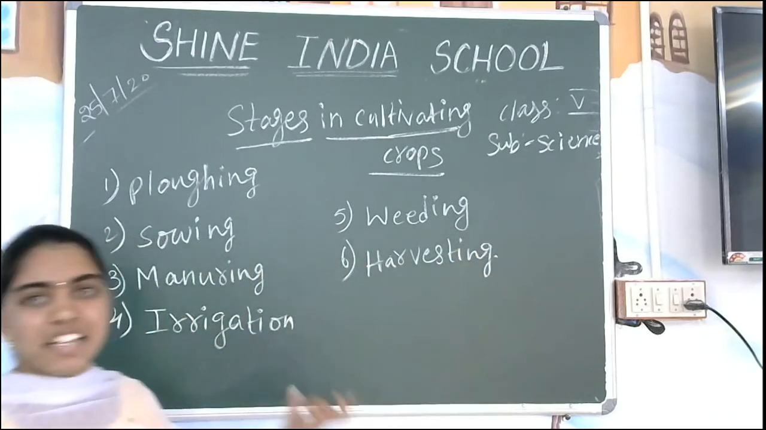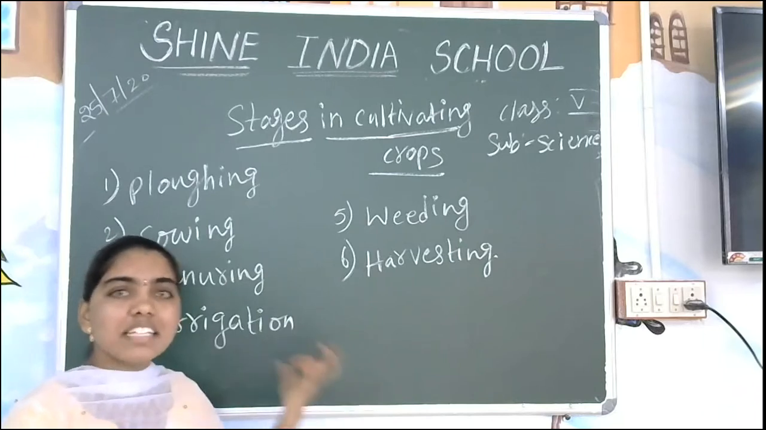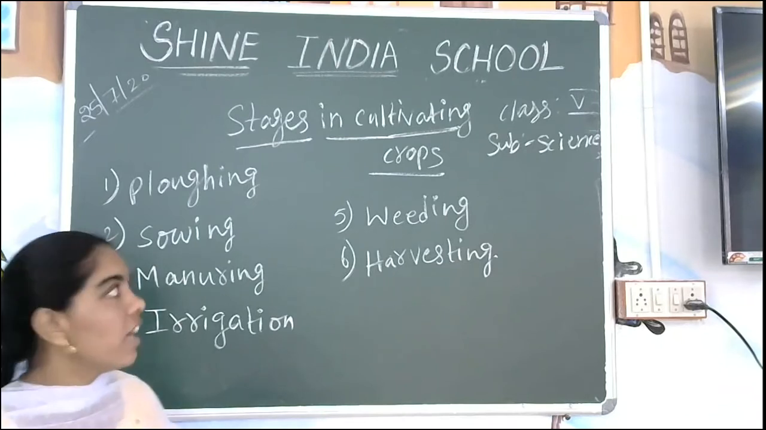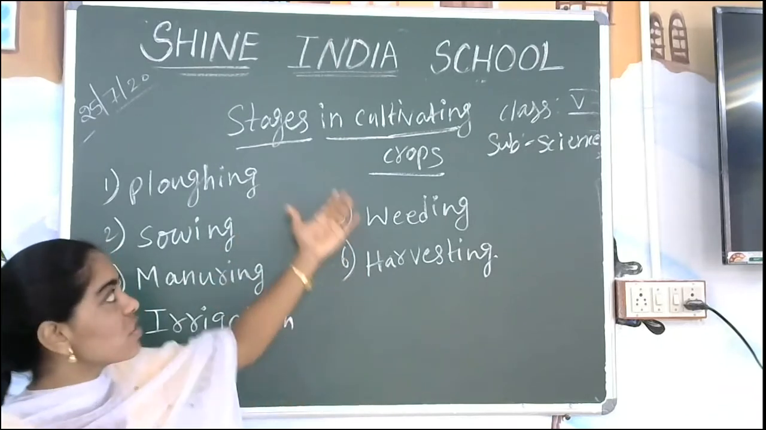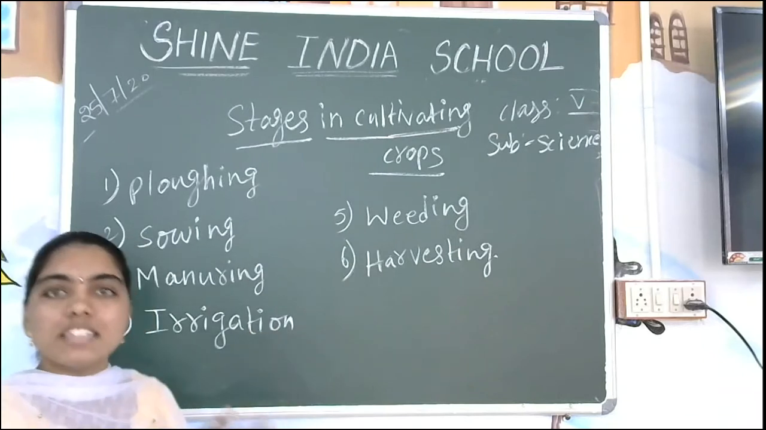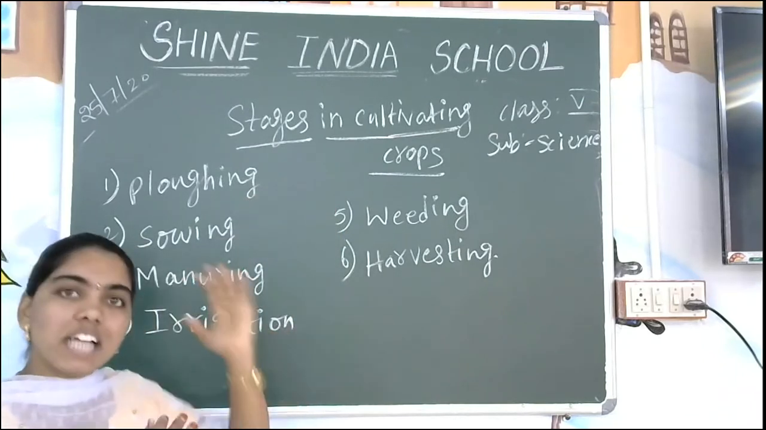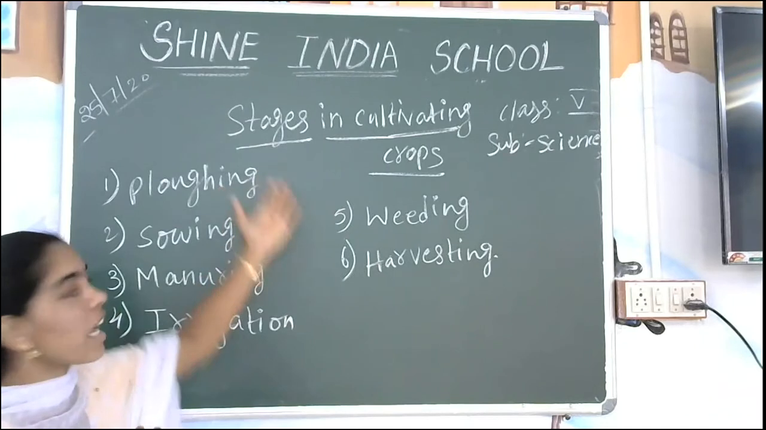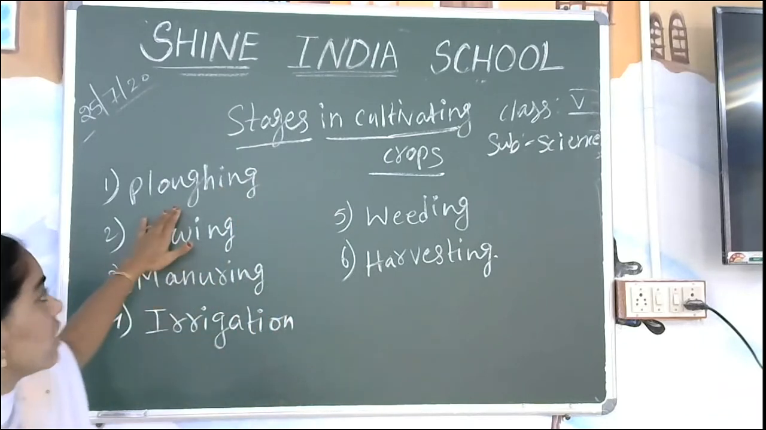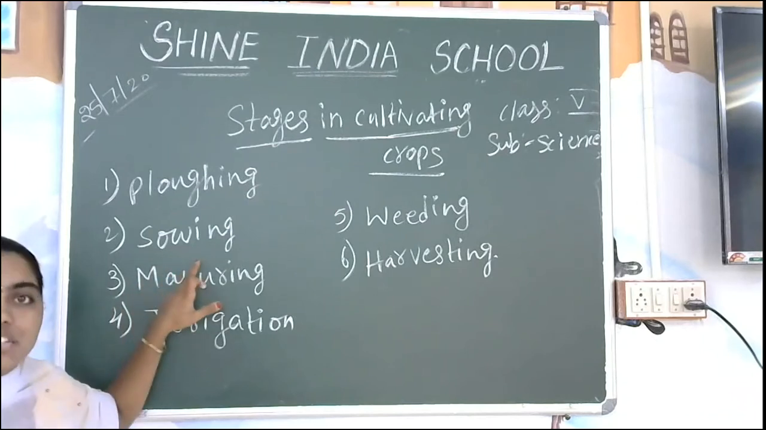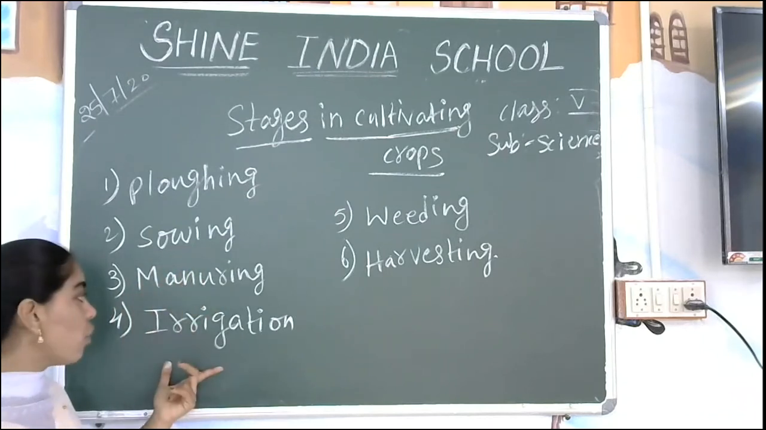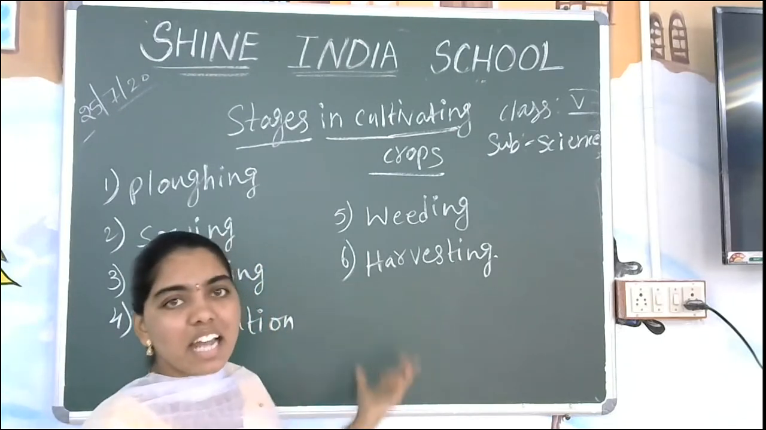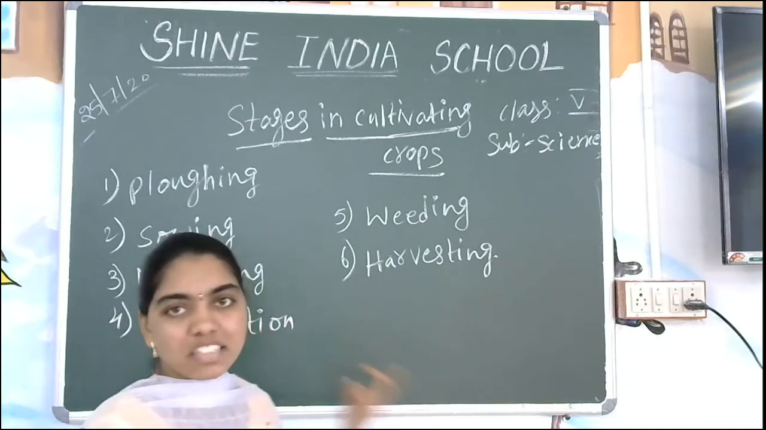Here are the different stages of cultivation. Cultivating is nothing but keeping the same kind of plant to get more food. So we are keeping crops, and the process we use is cultivation, or cultivating crops. We have 6 stages in cultivation. What is the first one? Plowing. The second, sowing. Third, manuring. Fourth, irrigation. Fifth, weeding. Sixth, harvesting. Here are the 6 methods of cultivating crops.